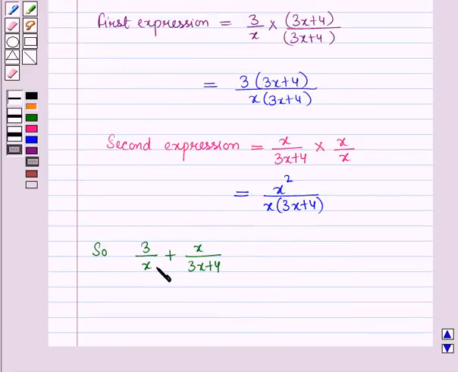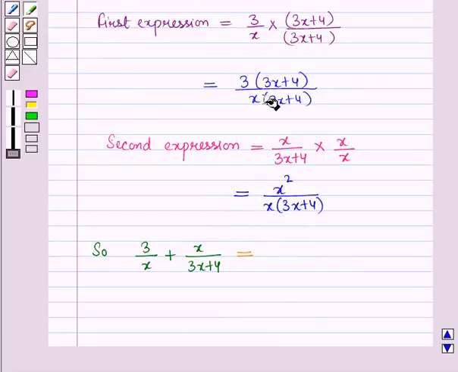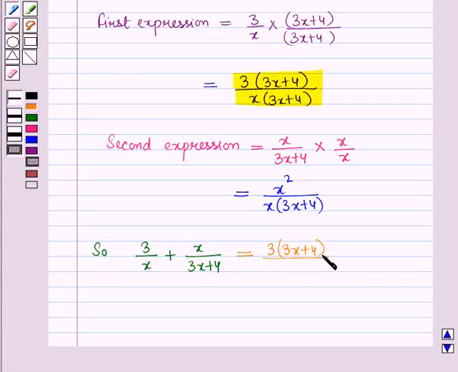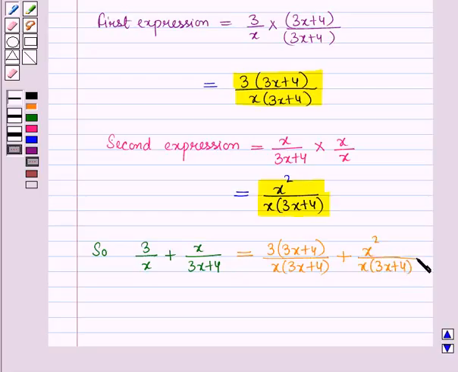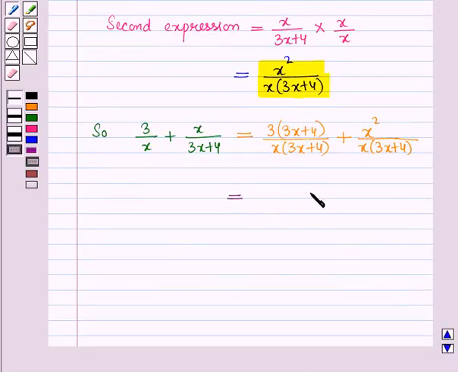So 3 upon x plus x upon 3x plus 4 will be equal to, now here the first expression is 3 into (3x plus 4) the whole upon x into (3x plus 4) the whole plus the second expression, which is x square upon x into (3x plus 4) the whole. And further this is equal to, now in denominator we will have x into (3x plus 4) the whole, and in numerator we will have 3 into (3x plus 4) the whole plus x square.